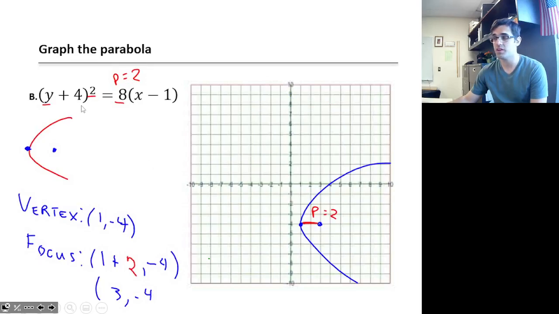Another example with y squared. This time we have a positive p-value, so it's going to open right. Our vertex is at 1, -4. So 1, -4 is our vertex. Our p-value is 2, it opens right. So I'm going to go 2 units to the right of our vertex, and that's going to be where the focus is.